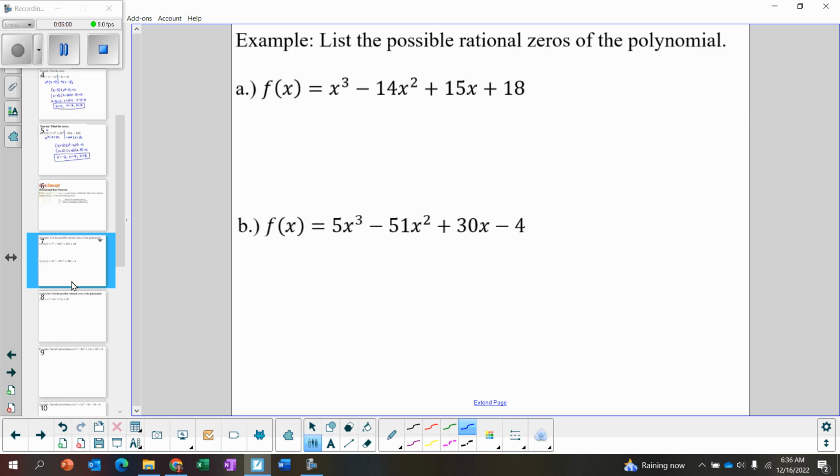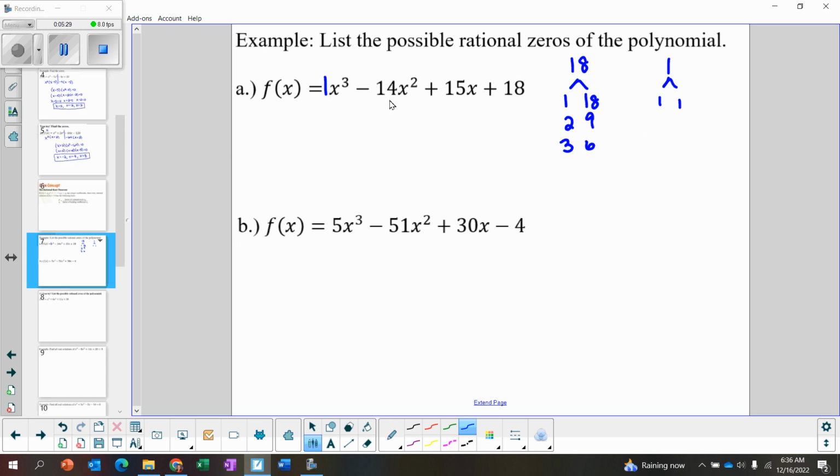So let's start by making a list of the possible rational zeros of the polynomial. The constant is 18, which means it's going to make a list like this, right? 1 and 18, 2 and 9, 3 and 6. And our leading coefficient is 1, which is just 1 and 1. So I'm going to take every number here and put it over 1, which means it's not going to change. It's just going to stay that number. So it's nice when the leading coefficient is 1.